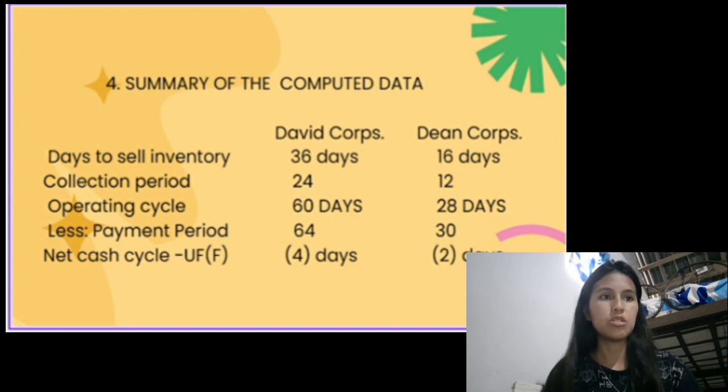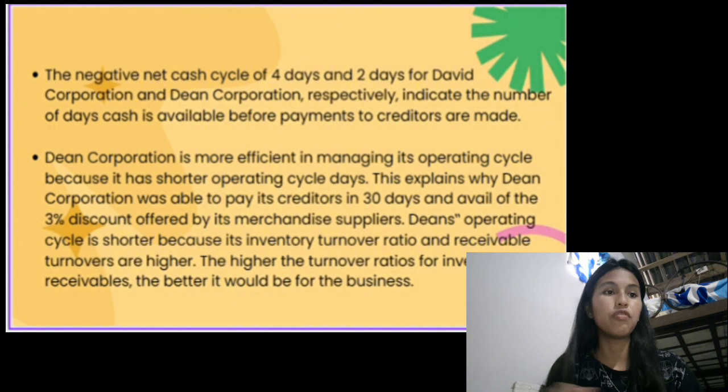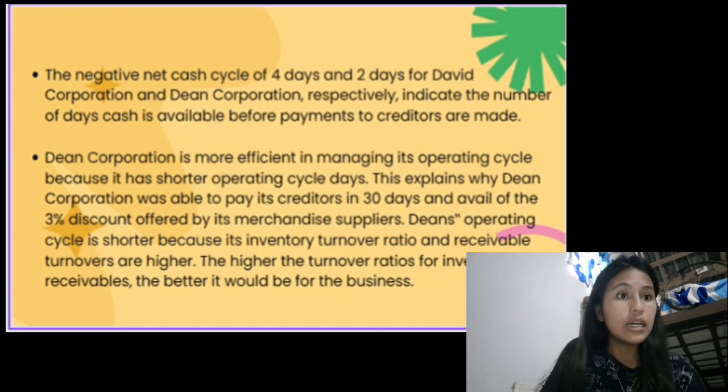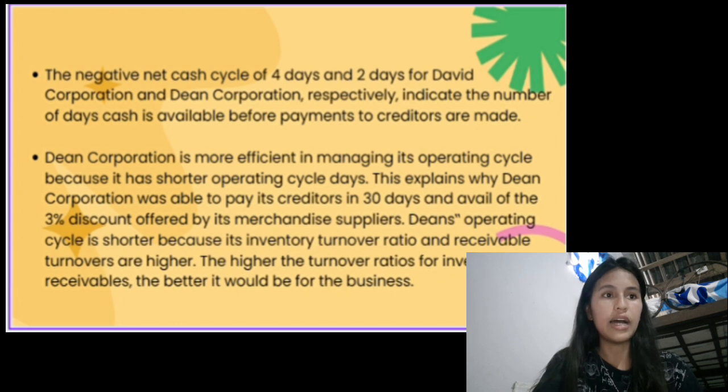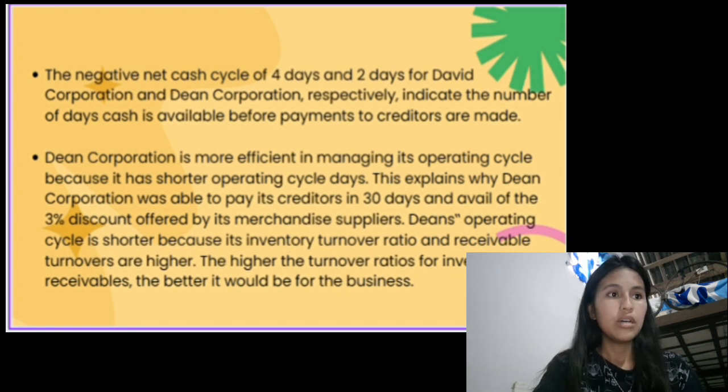So, Dean Corporation is more efficient in managing its operating cycle because it has shorter operating cycle days. This explains why Dean Corporation was able to pay its creditors in 30 days and avail of the 3% discount offered by its merchandise suppliers. Dean's operating cycle is shorter because its inventory turnover ratio and receivable turnovers are higher. The higher the turnover ratio for inventory and receivable, the better it will be for the business.